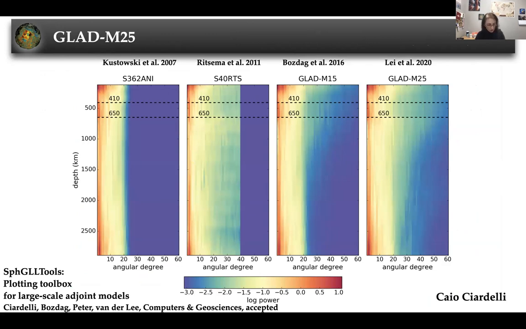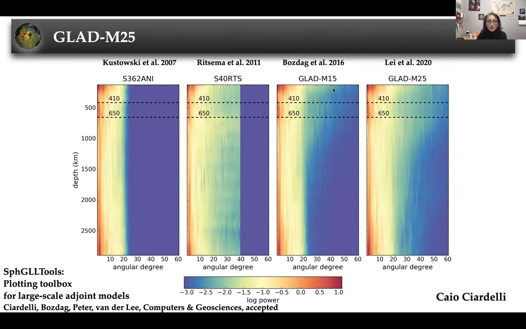So this image, I don't know how much time I have, but this image now shows the spectral content of the different seismic tomography models. For instance, S362ANI, which was our starting model, is a degree 20 model. S40RTS is one of the most commonly used 3D mantle models, by Ritsema et al., which is degree 40. So now you see the comparison of M15 and M25 to these two models.